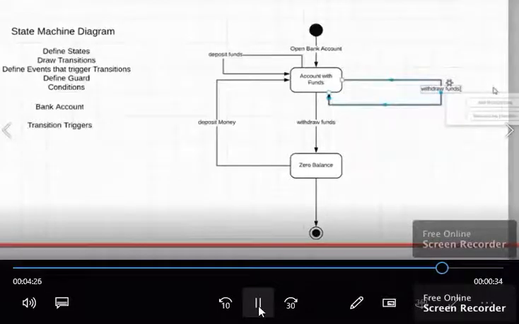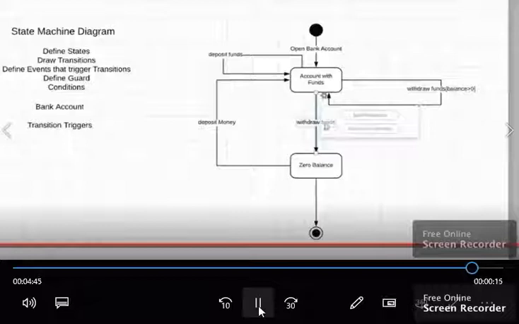Now, suppose I change withdraw fund and add some guard conditions such as you can withdraw funds only if the balance is greater than zero. This is one guard condition. Now the second guard condition: from the account with funds state to zero balance state, you move only if you withdraw all the balance, such that the balance becomes zero. So this is an example.